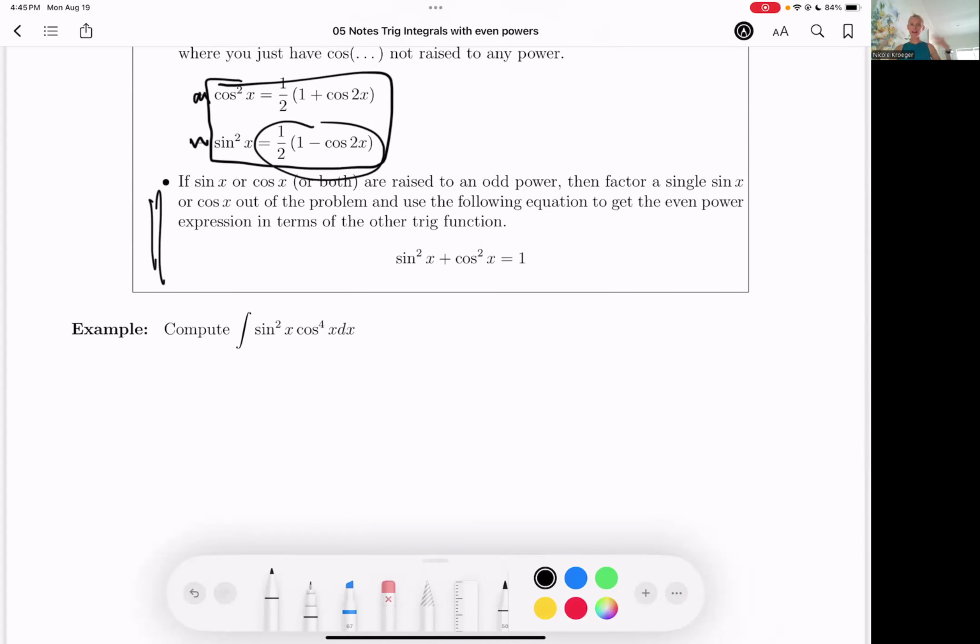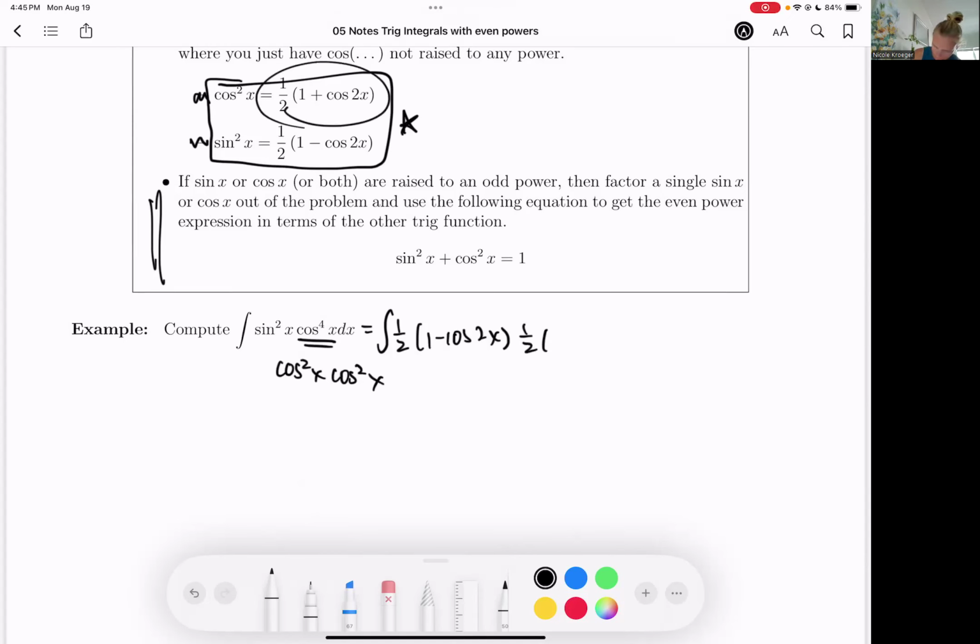Okay, so let's look at this next one. This next one has both sine and cosine to an even power, so we're going to have to use our power lowering formulas, and we're going to have to rewrite everything. So sine squared is going to become 1/2 times 1 minus cosine 2x. Cosine to the fourth is the same thing as cosine squared times cosine squared, so we can rewrite that. We can use this identity twice: 1/2 times 1 plus cosine 2x, times 1/2 times 1 plus cosine 2x.